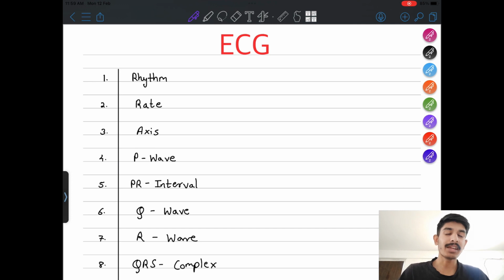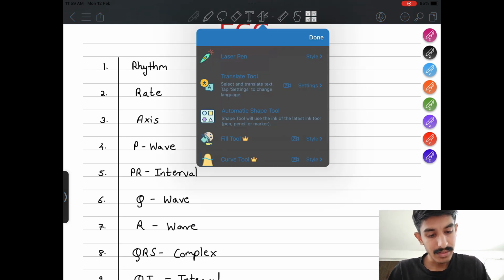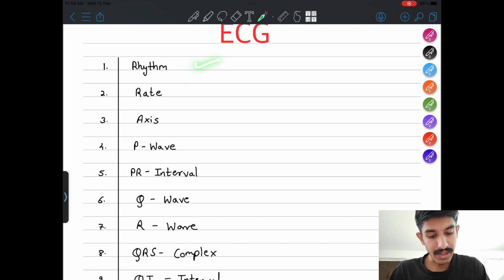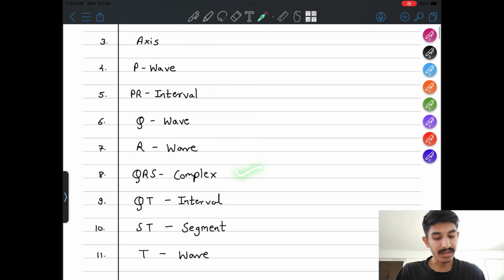As per my experience, I know that 50% of students feel difficulty in understanding ECG. So we'll understand ECG in a simpler way. As you can see, I divided it into sections so it will be easier for everyone to understand. First rhythm, rate, axis, P wave, PR interval, Q wave, R wave, QRS complex, QT interval, ST segment and T waves.